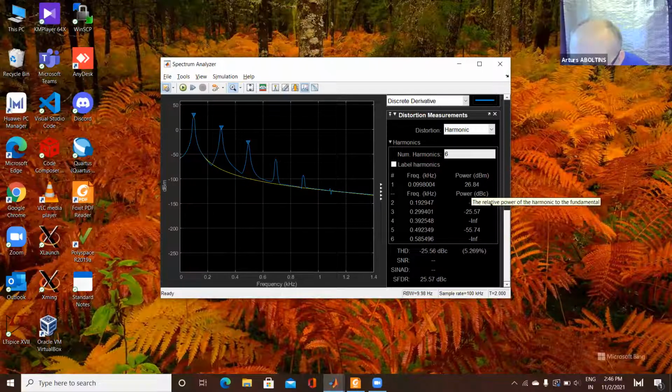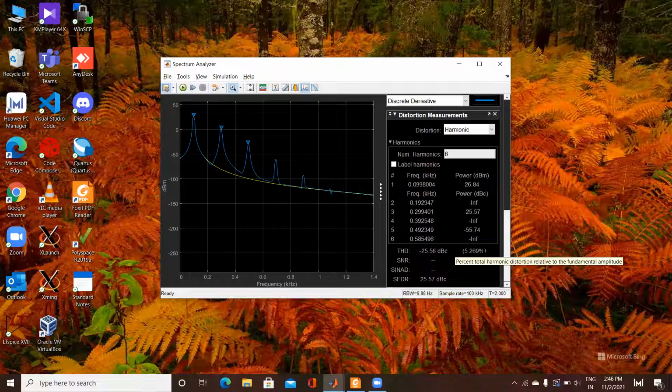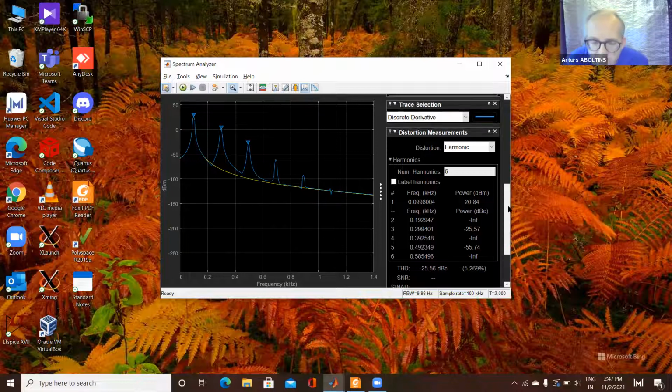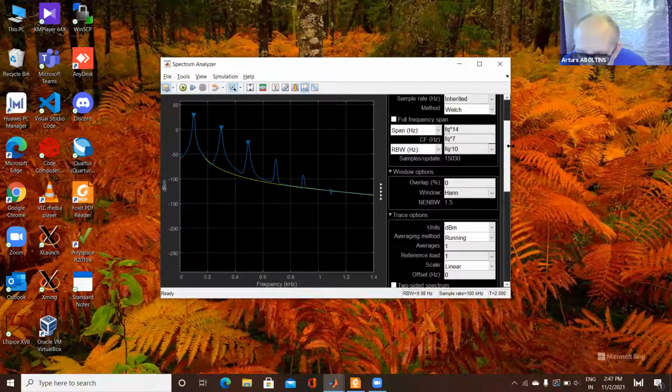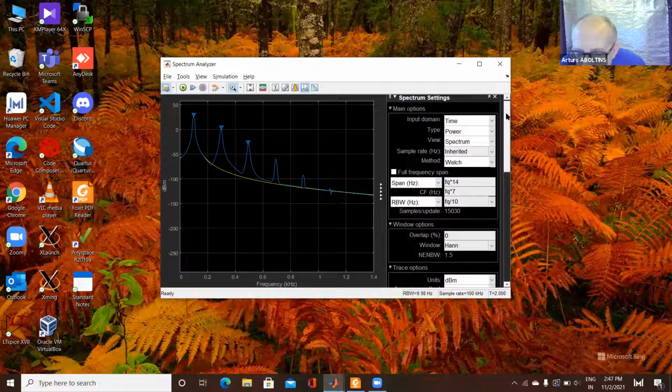No, no, no. 5.2. Is this THD at the bottom? Oh, this one. Yes. But this is a different level of harmonics. Okay, it could be some specific of the simulation or the version of MATLAB or something like this.